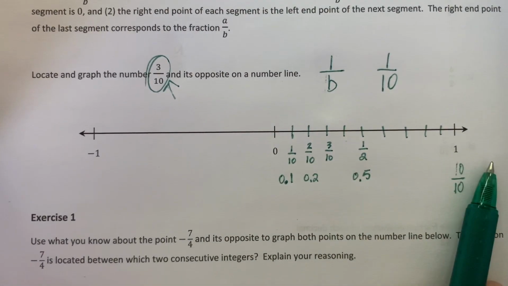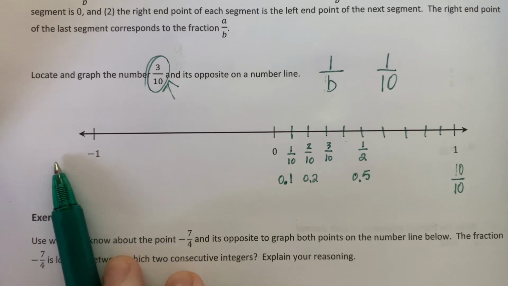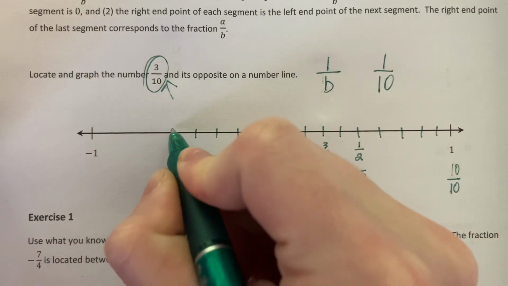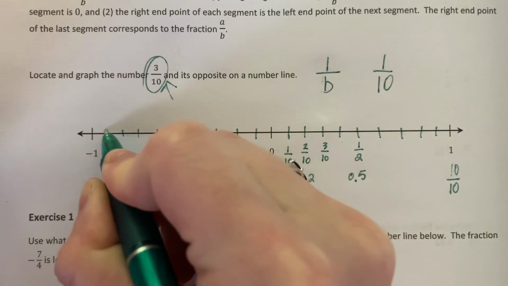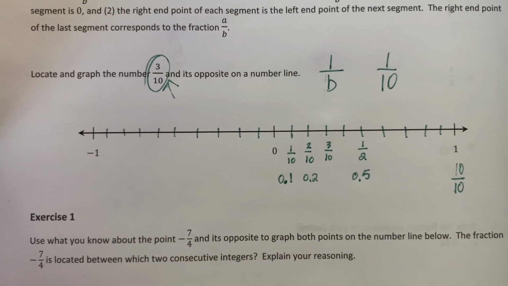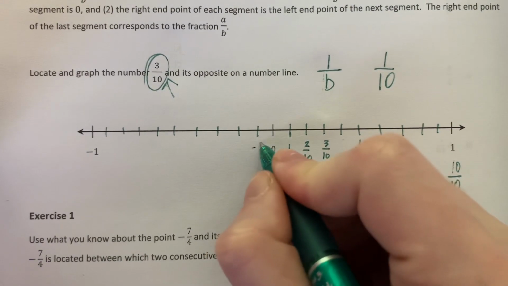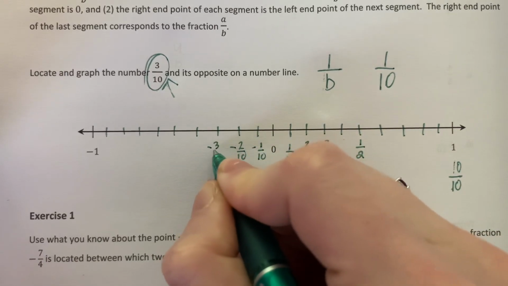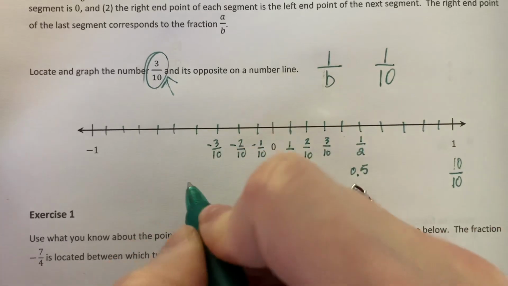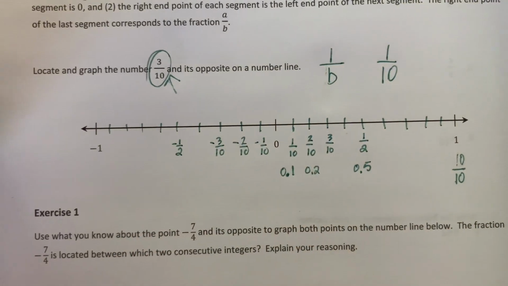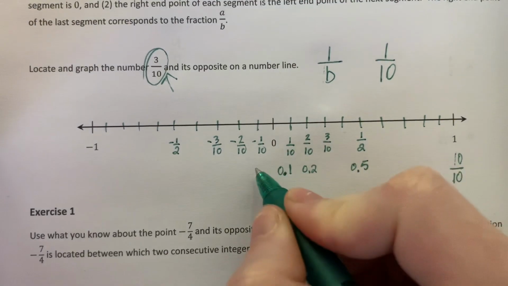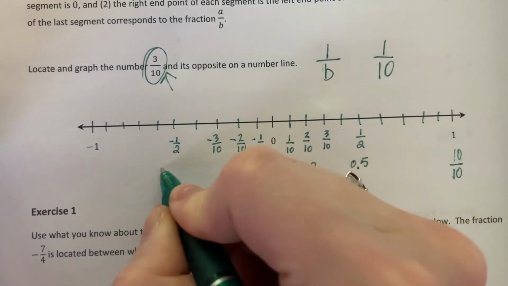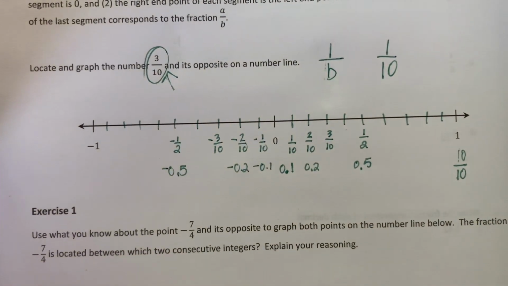Now that I have it set up on the positive side, I'm going to do the same thing on the negative side. So let's create the sections again. And then now we label. So remember, it's just a mirrored image. So we would have -1/10, -2/10, -3/10. Keep going, then we would eventually get to -1/2. And then you can also talk about it with the decimals. This would be -0.1, -0.2, -0.5, and we can fill in the rest of that number line.